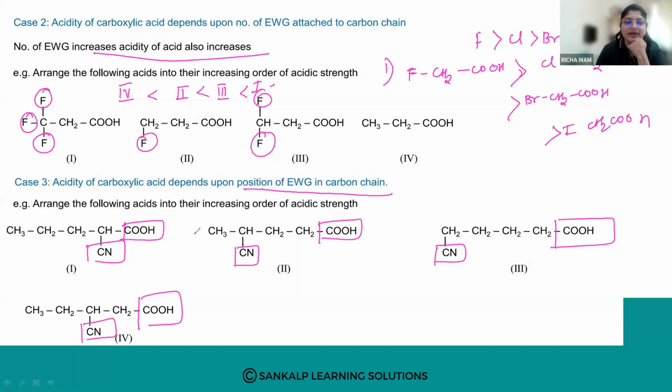Now, which will be the highest? We will arrange. The third one will be the least, then your second one, then your fourth one, and then your first one. So this will be more acidic, and this will be least acidic. So the position of the electron withdrawing group in the carbon chain also decides the acidic behavior or acidic strength. Is it clear? Yes.